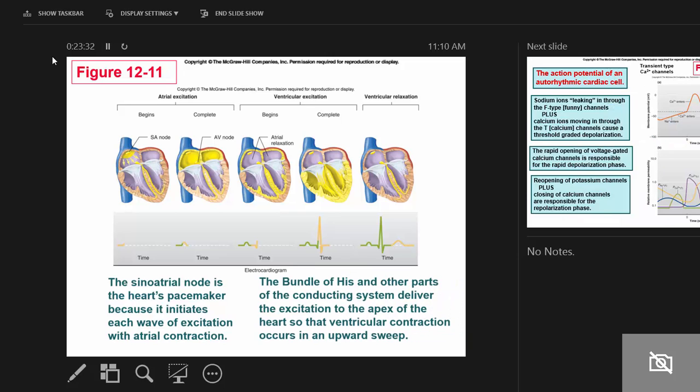The bundle of His, which are these two fibers, the bundle branches, and other parts of the conducting system deliver the excitation to the apex. This is the apex of the heart, so the ventricular contraction occurs in an upward sweep. So these two take it down and then it sweeps up. Lots and lots of gap junctions in the muscle, between the muscle cells on both sides. Where don't you have a lot of gap junctions? Here, because of the delay mechanism.